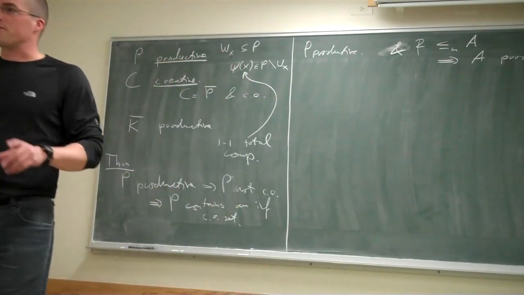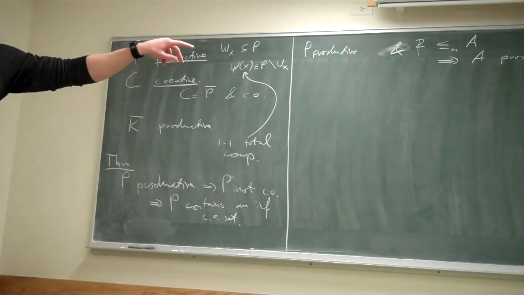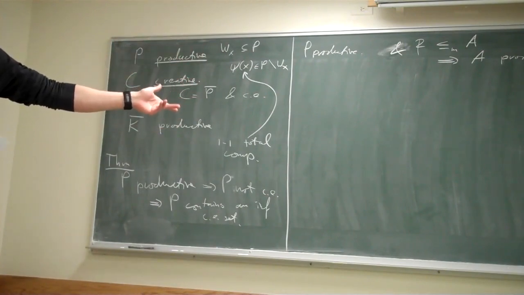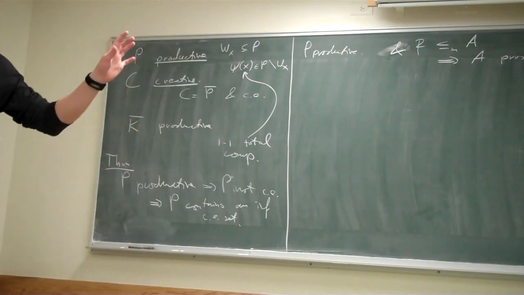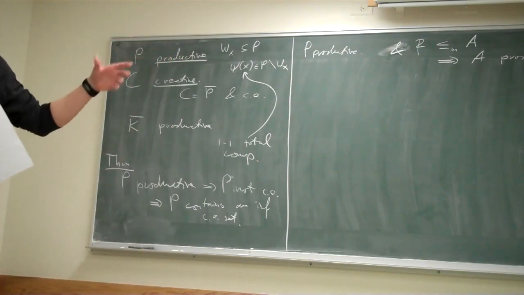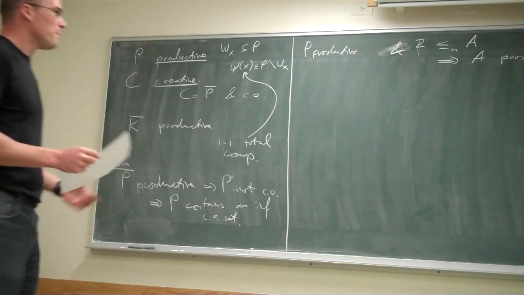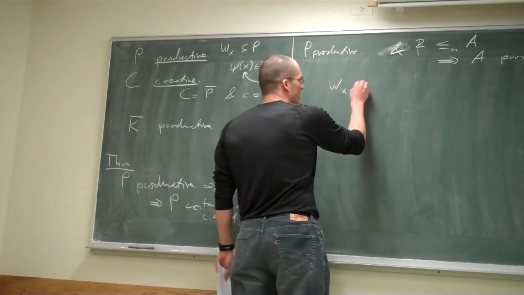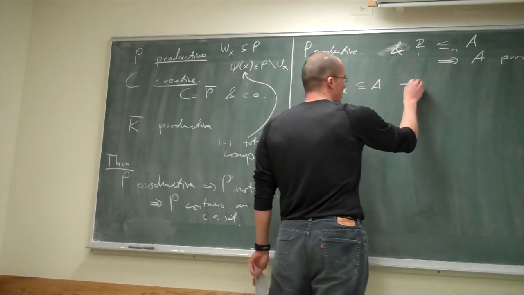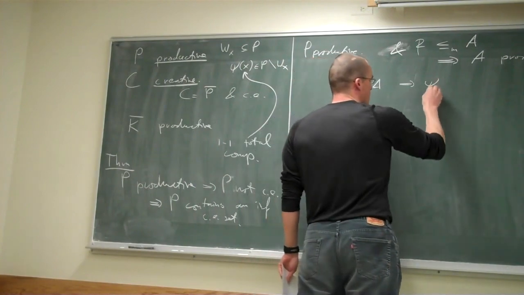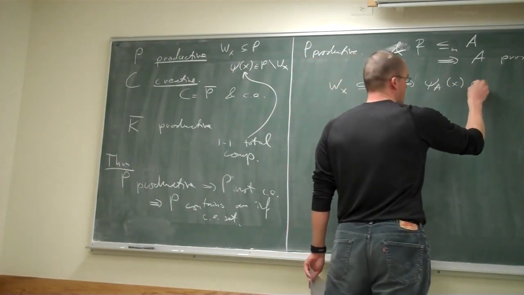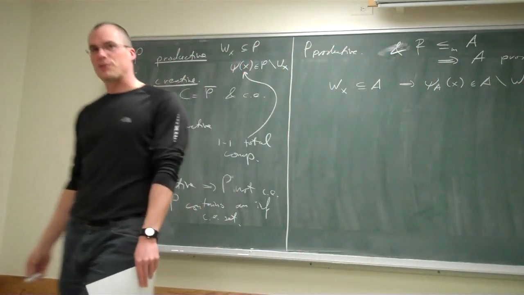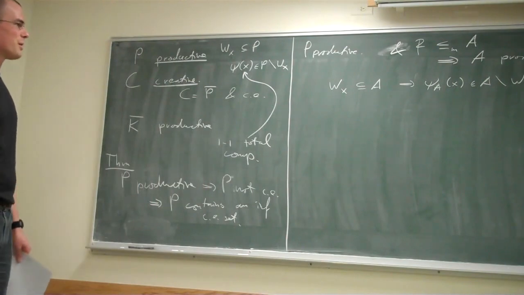So given a production function for P, using the many-one reduction, you should be able to transform it into a production function for A. Well, I guess that says a little bit more than what the theorem says, but that's how you prove it anyway. So what we want to see is whenever you have Wx a subset of A, then we need to find, let's call it psi A of x in A minus Wx, and we can already do such things for P.